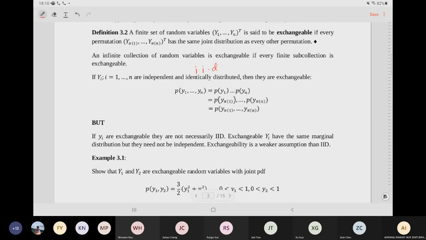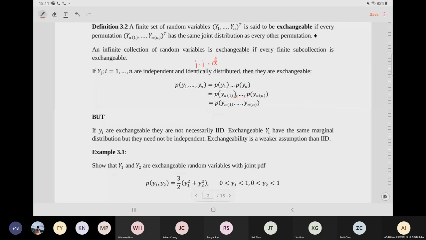Okay, so if you see over here, if your Yi is IID, then you can see that the joint PDF of Y1 to Yn is just the product of the marginals of Y1 to Yn. I think there's a typo here. This is not a comma, okay? There's no comma here. So we have the probability of Y1 until Yn being multiplied. But if you change the ordering of the multiplication, they are still the same. So this joint PDF of Y1 to Yn is the same for each permutation. Even if you change the ordering of Y1 to Yn, they still have the same joint PDF, for the case of IID, meaning that they are independent and identically distributed.